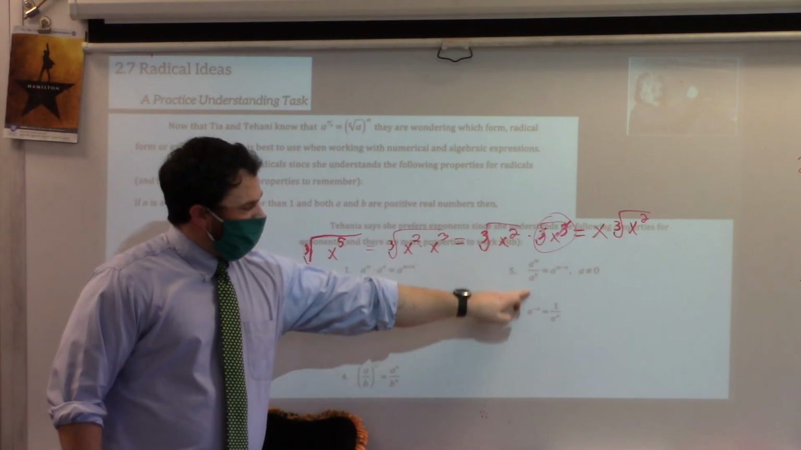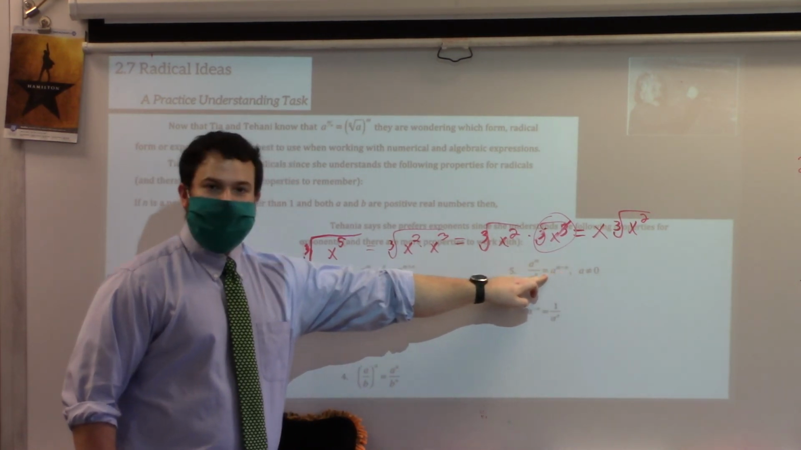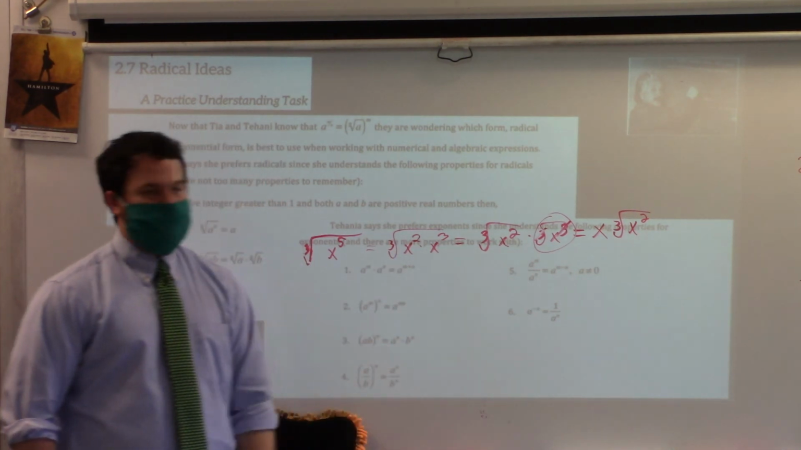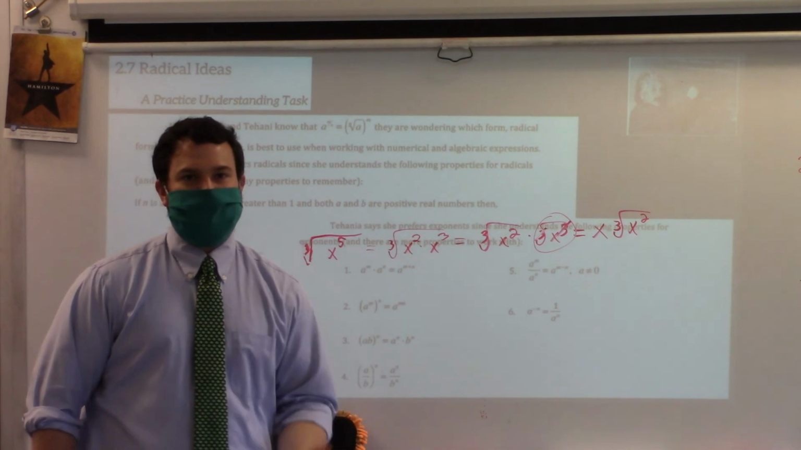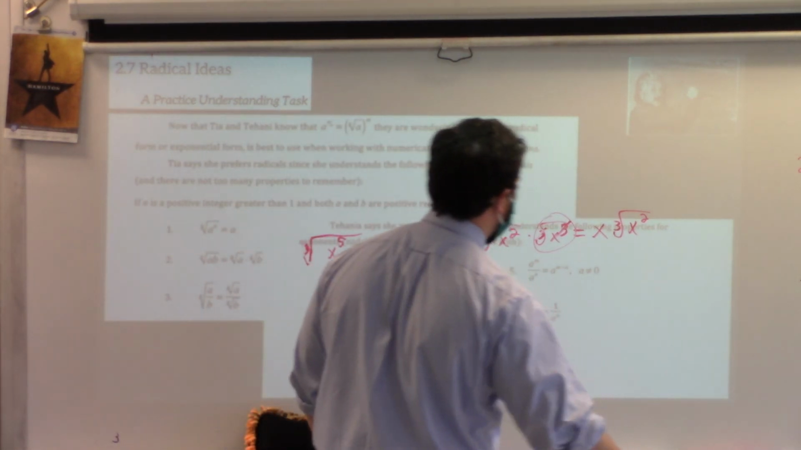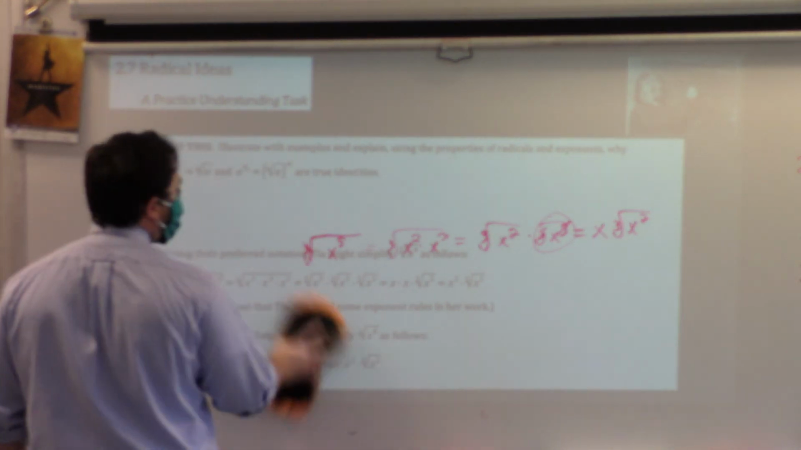And then if I'm dividing two numbers with the same base, subtract those exponents. And then if it's a negative exponent, we're taking the reciprocal. All those rules are there. We've studied them before. So here's your job. First off, illustrate with examples.